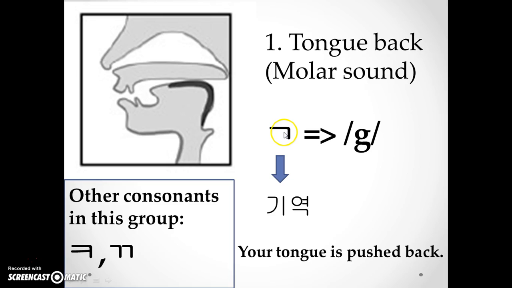Okay, kiok is equivalent to the G sound in English, as in gun or gummy. So you try to make the G sound on your own. G. You'll notice your tongue is being pushed back. So the shape of the tongue being pushed back is going to look like this, and that's what kiok is shaped after. Okay, there are other consonants in this group.